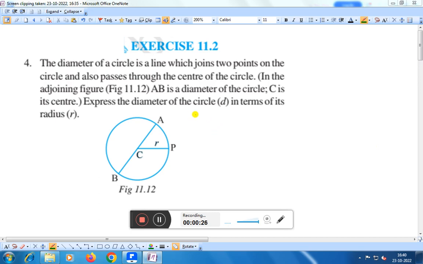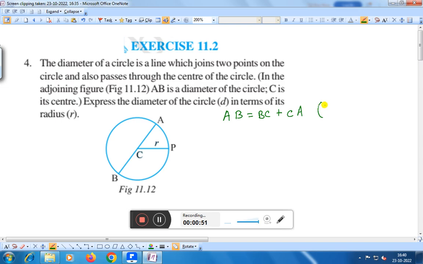Right? Here we can write, according to the figure, that AB is equal to BC plus CA.